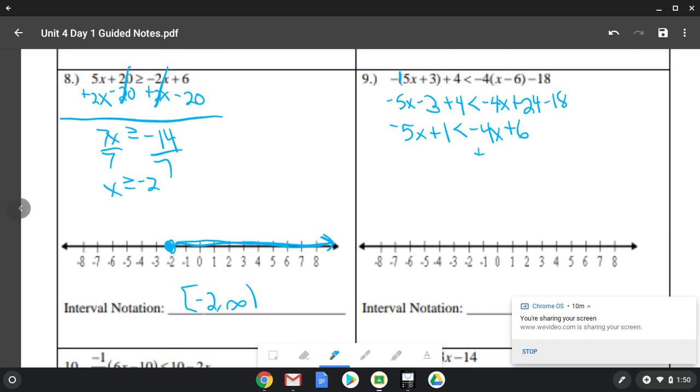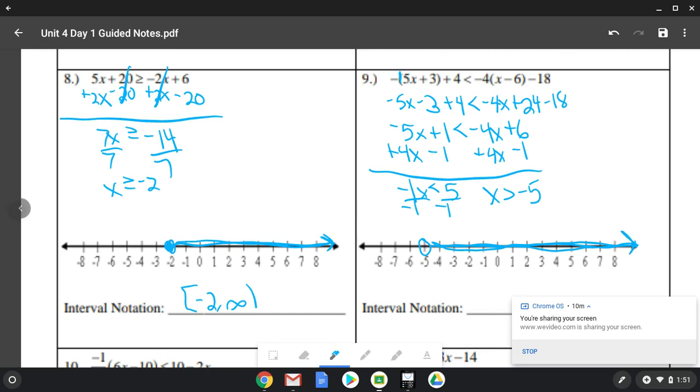We would move all of my variables to the left, move all of my numbers to the right. We get negative 1x is less than 5. Divide by negative 1, and because we divided by a negative, we have to flip that sign again. And we get x is greater than negative 5. So now we go to negative 5. It doesn't have an equal to underneath, so it's an open circle. The arrow is pointing to the right because we had to flip the sign because we divided by a negative 1. And that would be my graph.